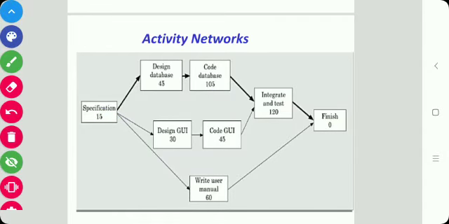See here, this is the specification, which requires 15 days. Design database, design GUI and write user manual depend on the specification. So, after specification there is a design, after design there is a code phase, then integrate and test, and then finish. Design database requires 45 days, design GUI requires 30 days. Likewise, we can specify the durations.